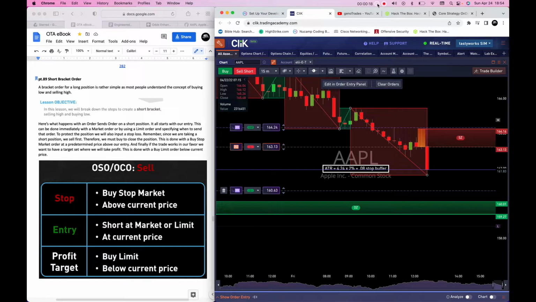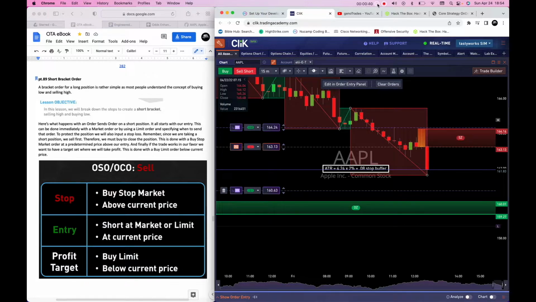A bracket order for a long position is rather simple, as most people understand the concept of buying low and selling high. However, in this lesson we will break down the steps to create a short bracket, selling high and buying low. Here's what happens with an order sends order on a short position.